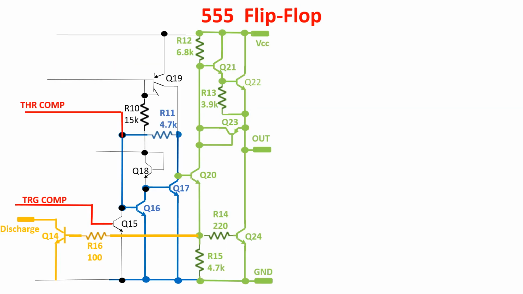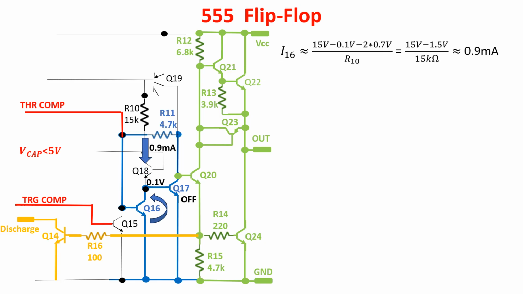To understand the flip-flop in blue, we need also the output stage in green and the discharge transistor Q24 in yellow. The flip-flop is composed by Q16 and Q17 with base and collector cross-connected. Let's say the voltage across the capacitor is less than 5 V, Q16 is saturated and Q17 is off. 0.9 mA are flowing in this branch, and the same current is copied to this other branch of the current mirror Q19, providing enough current to saturate Q20.